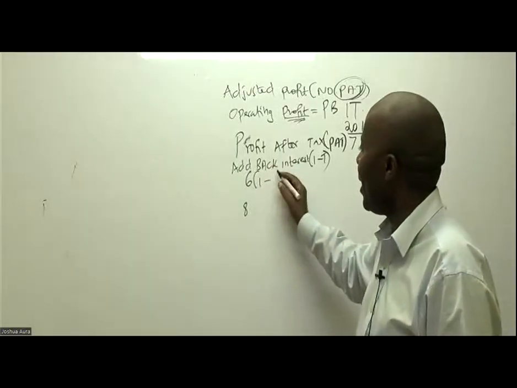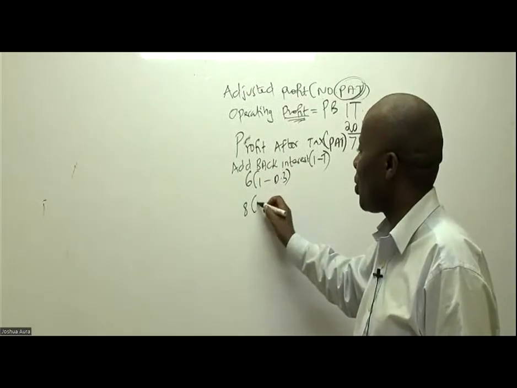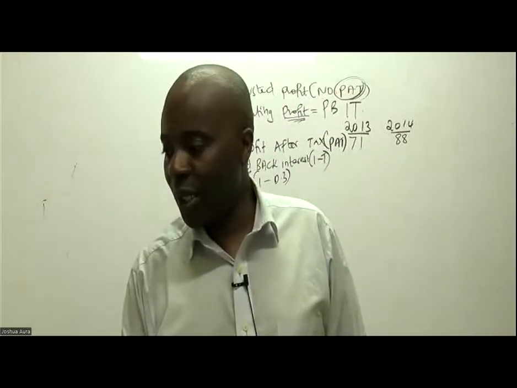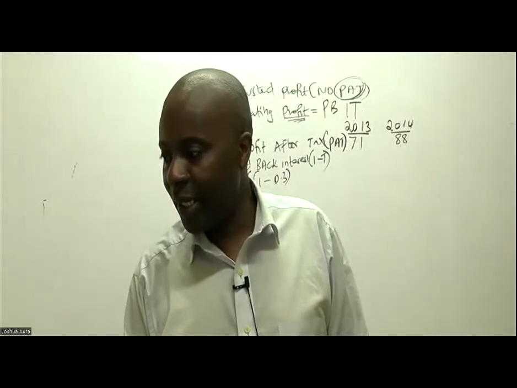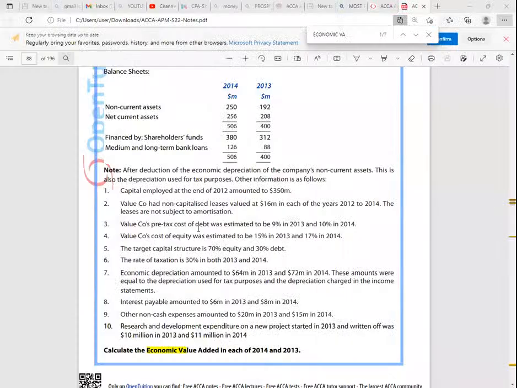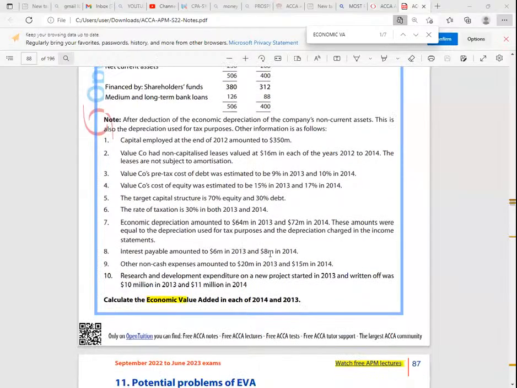So 1 minus the tax you're told in this question, which is 30%. Tax that is given in this question is 30%. Is there somebody who is able to see the figure of tax? It must be somewhere here. Tax rate, note number 6, 30% in both 2013 and 2014.